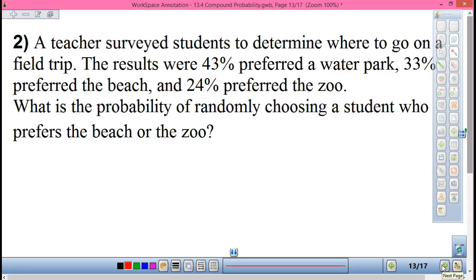Alright. Oh, now we've got a survey. Field trips. 43% want to water park, 33% want beach, 24% want to go to the zoo. Prefers the beach or the zoo. 57%. Add them together. Right?